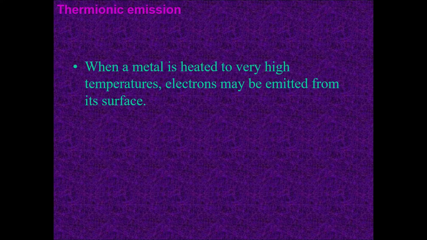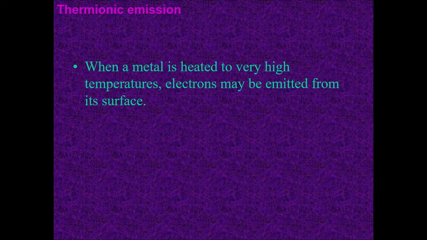Now let us just explain thermionic emission. When a metal is heated to very high temperatures, electrons may be emitted from its surface. So basically, if I have a metal surface, for example aluminium, if I heat it up well enough, you'll find that the electrons, because they possess kinetic energy, when they are heated, will be emitted from the surface, and when they are emitted, they are dislodged and they can move anywhere depending on how they are attracted. So basically, that's what the thermionic emission process is all about.